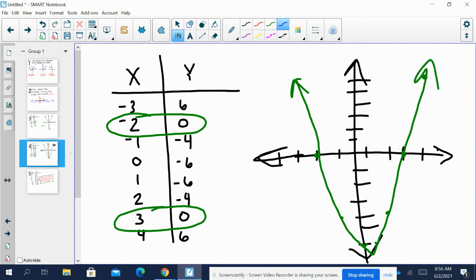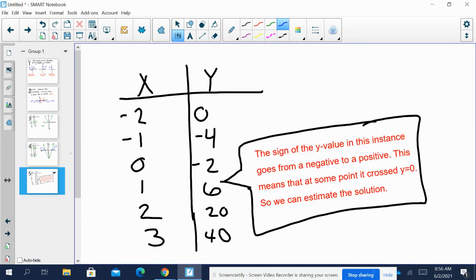So our zeros, again, are where it crosses the x-axis. So at x equals -2 and x equals 3. Those are our solutions. Those are our zeros. When we look at this table, we see that, okay, here's a solution, -2, 0, but I don't see another 0. I do realize that this goes from a -2 to a +6. So it had to have passed through the x-axis to go from a negative to a positive.